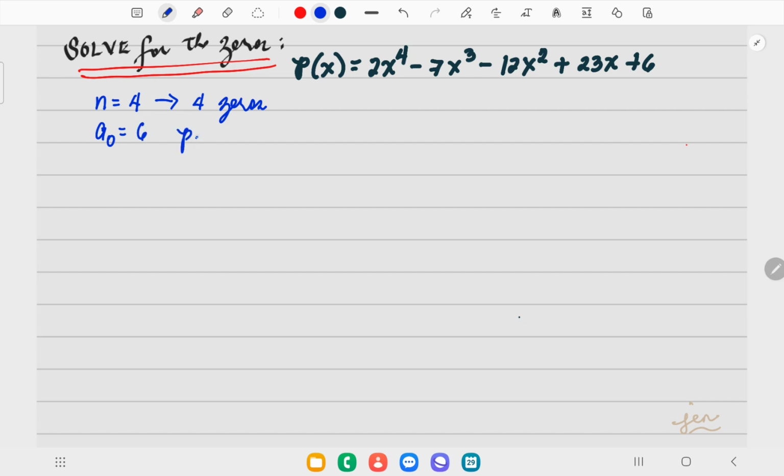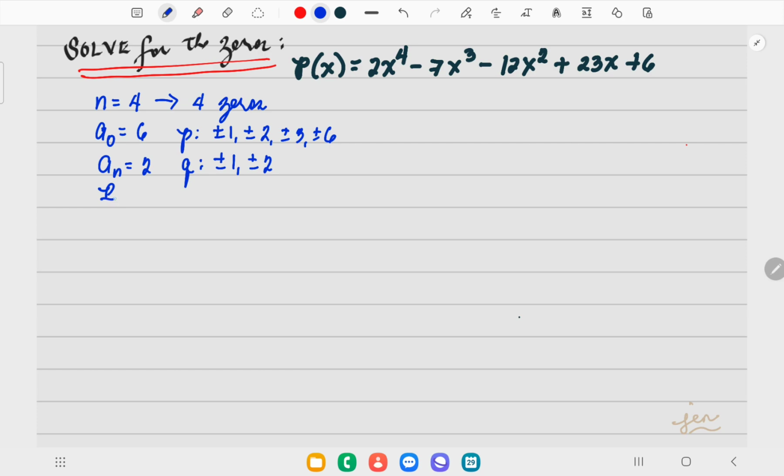This will give us the p values plus or minus 1, plus or minus 2, plus or minus 3, plus or minus 6, the factors of 6. We also take note of the a sub n, or the leading coefficient, which is 2, giving us the q values. What are the factors of 2? Plus and minus 1, plus and minus 2.